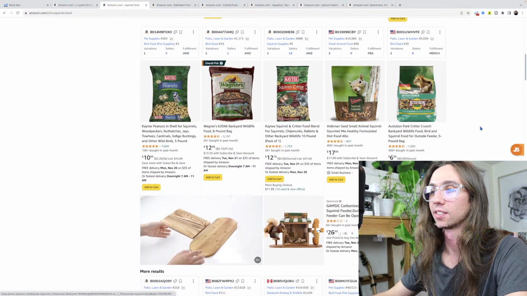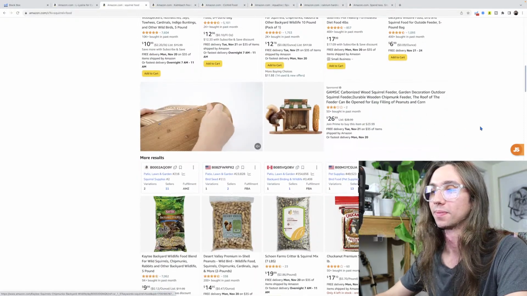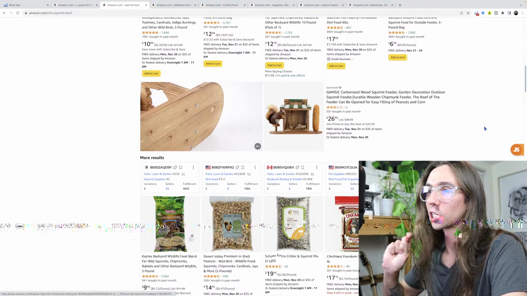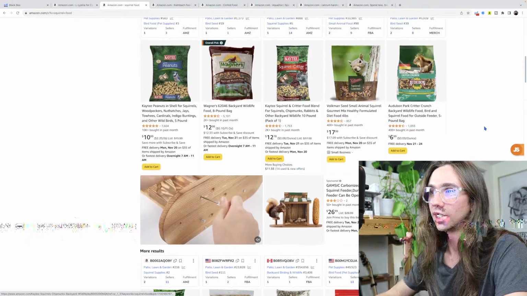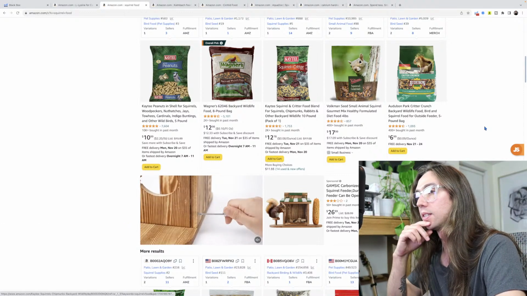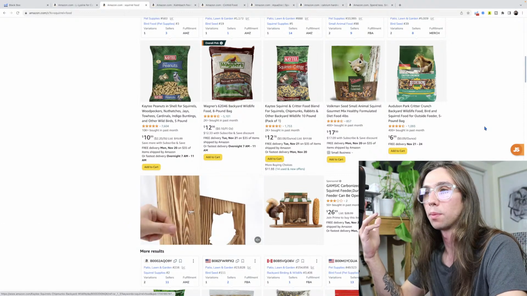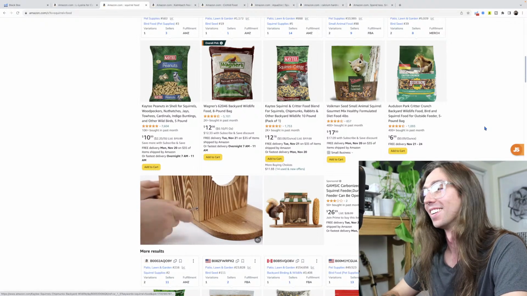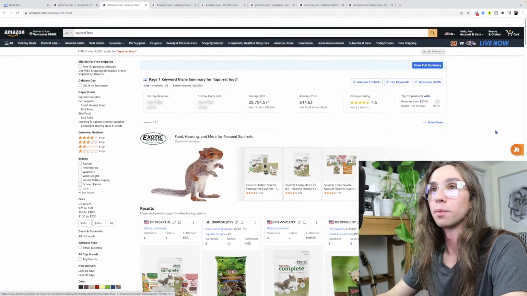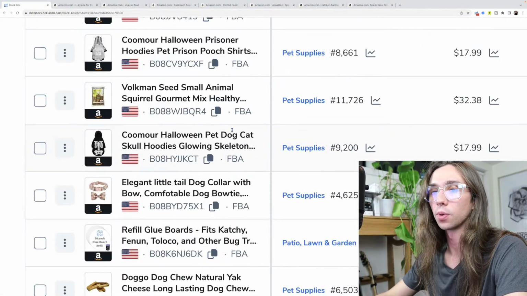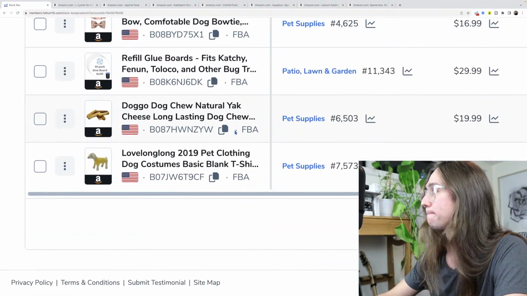Could you imagine the social media potential? All you'd have to do is just cute squirrels eating your food in different, maybe even get some domestic squirrels, put them in like some cowboy hats, get them dressed up, do some shoots. That looks like a good opportunity. So what does chat think about squirrel food? I like it.